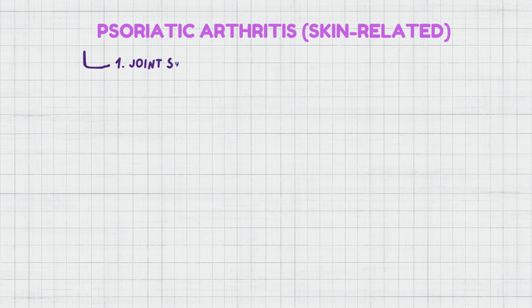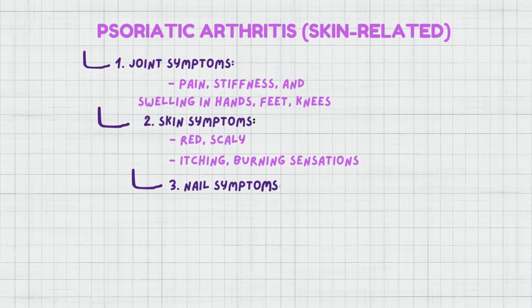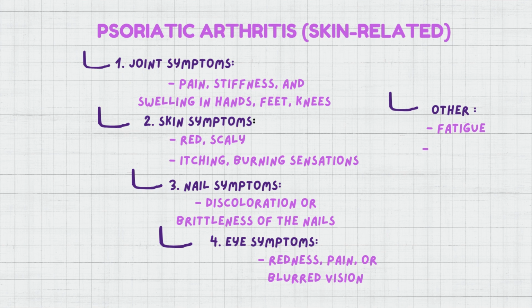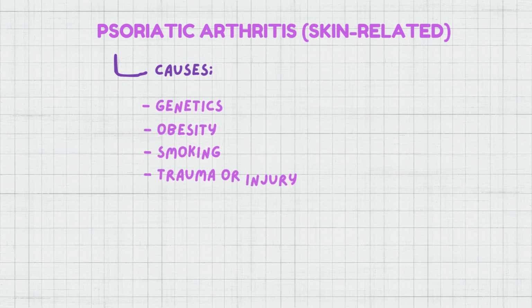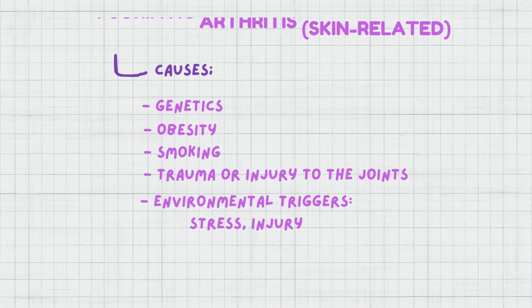Symptoms include joint symptoms: pain, stiffness, swelling in hands; skin symptoms: red, scaly, itching, burning sensations; nail symptoms: discoloration or brittleness of the nails; eye symptoms: redness, pain, or blurred vision. Others include fatigue, anorexia, weight loss, fever. Causes include genetics, obesity, smoking, trauma or injury to the joints, and environmental triggers like stress.